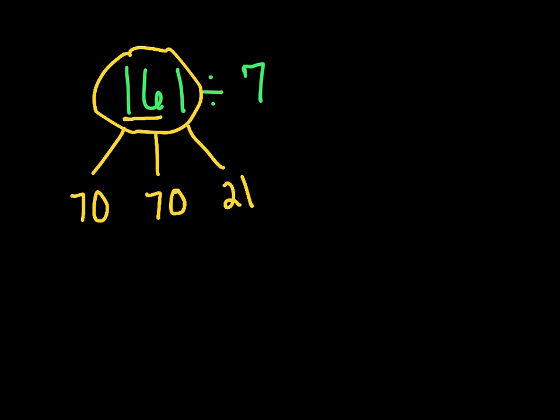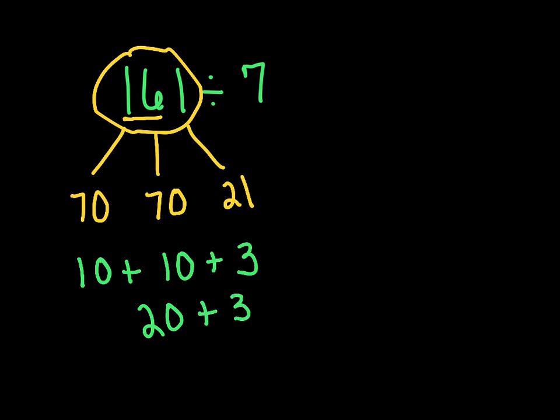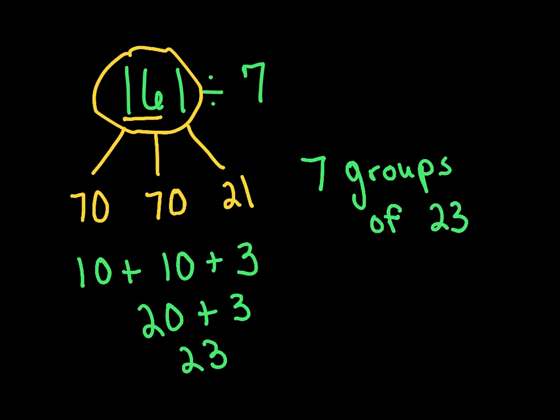All right, so now you're on your way to figure out all the little partial products. 70 divided by 7 is 10. 7 goes into 70 again another 10 times. And 21 divided by 7 is 3. If we add this all up, we get 20 plus 3, which is 23. So 7 groups of 23 is 161.